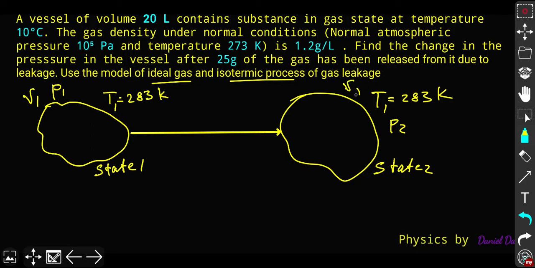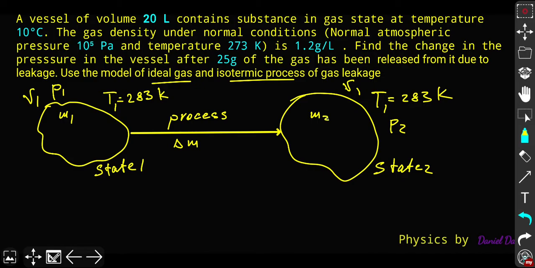All right. Here is the process of leakage. So here is the leakage. That's the process that takes place. It means that a change in mass takes place here with our gas system. So that means the number of moles is changing. So that means mass 1, and here we will observe mass 2.